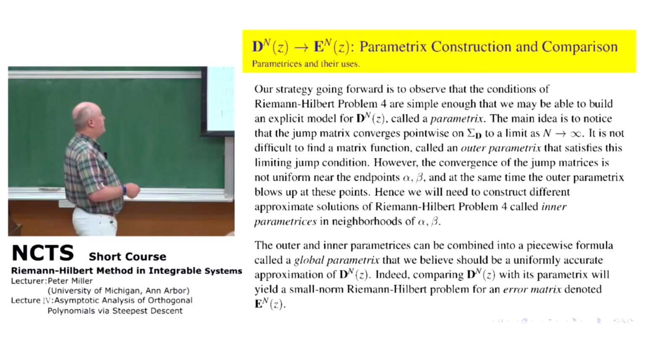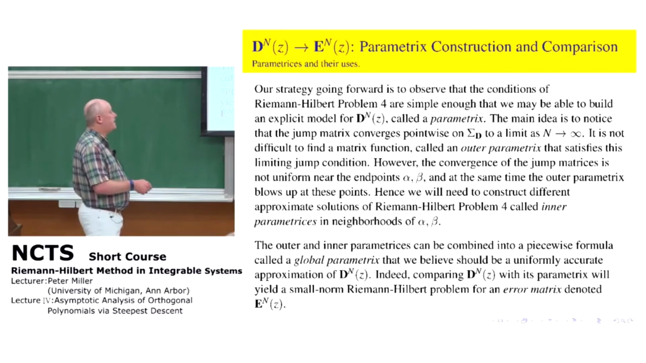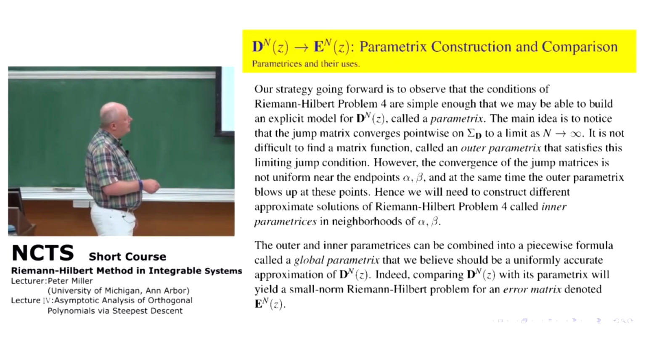And then, anyway, the outer and the inner parametrices can be combined into a piecewise formula that we call a global parametrix, and we believe that that global parametrix should be a uniformly accurate approximation of this D_n(z). And then that's the thing that we will try to prove, and the way we do it is we'll compare D_n(z) with its parametrix. And the comparison will be a matrix called E_n(z), and we will check that that solves a small-norm Riemann-Hilbert problem. That's the strategy.